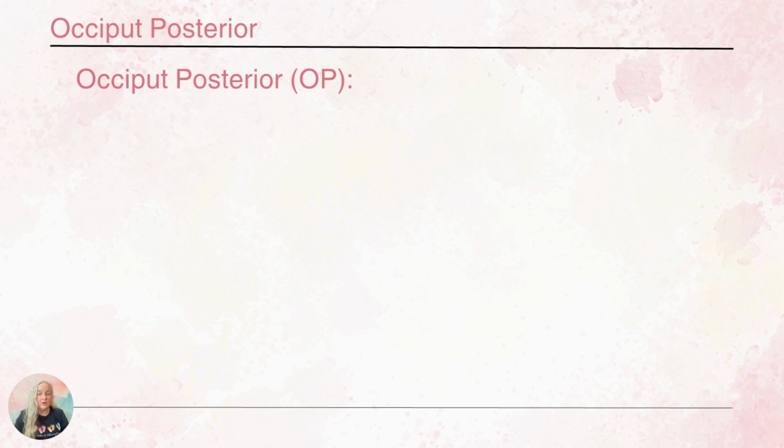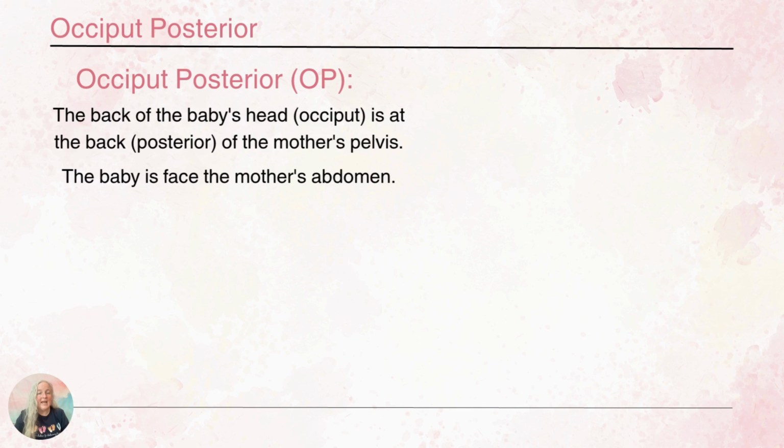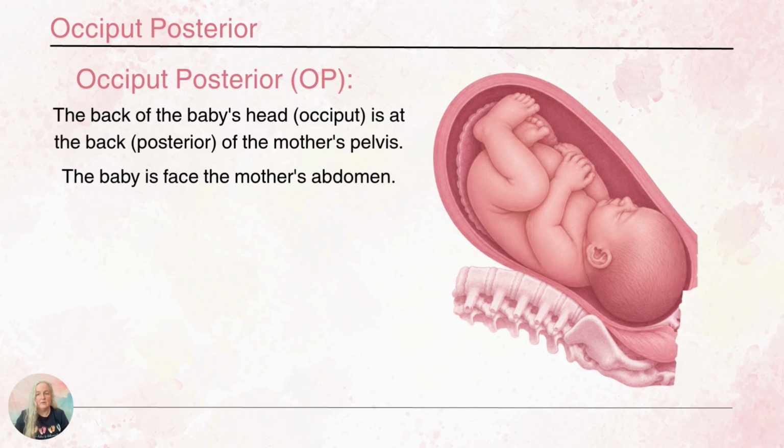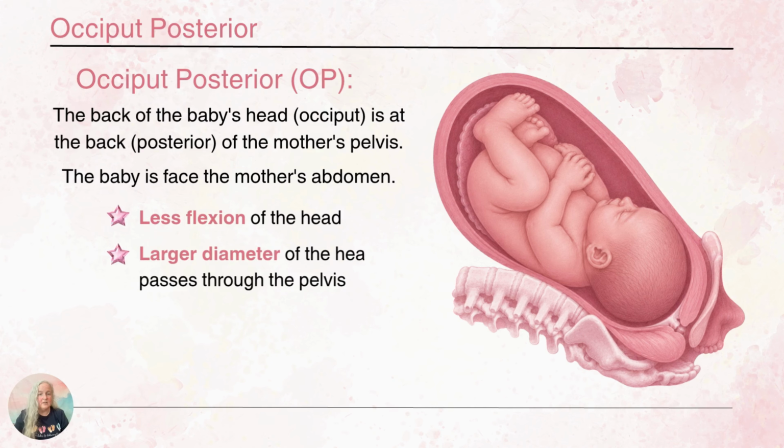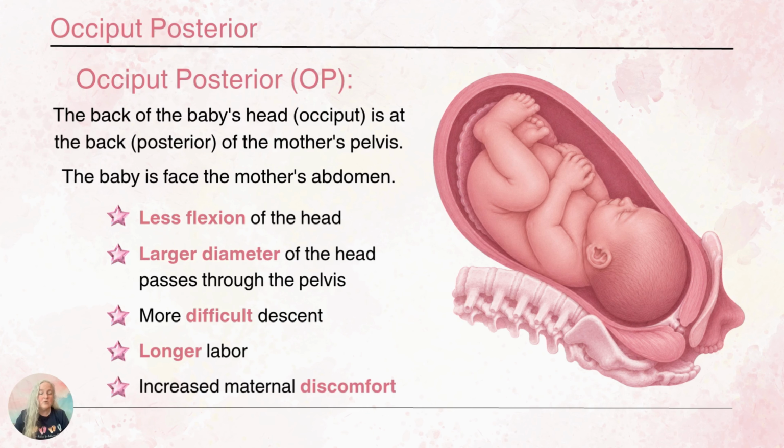Occiput posterior, or OP, is when the back of the baby's head, or the occiput, is at the back, or the posterior, of the mother's pelvis. So the baby is facing the mother's abdomen. This is going to allow for less flexion of the head, and so the larger diameter of the head is passing through the pelvis. So this can make for more difficult descent and a longer labor. This can also increase maternal discomfort as the bony part of the baby's head puts pressure on the nerves in her back.